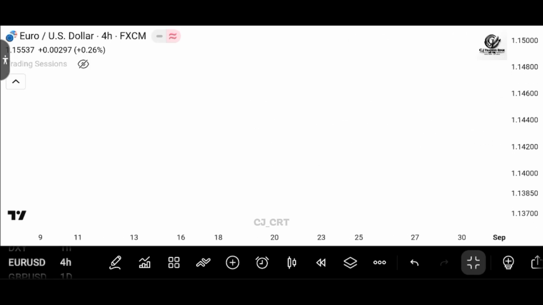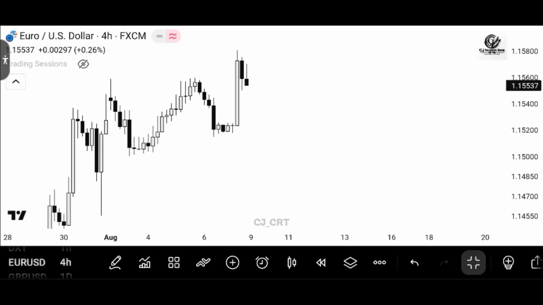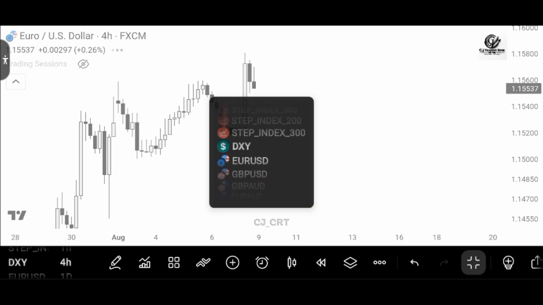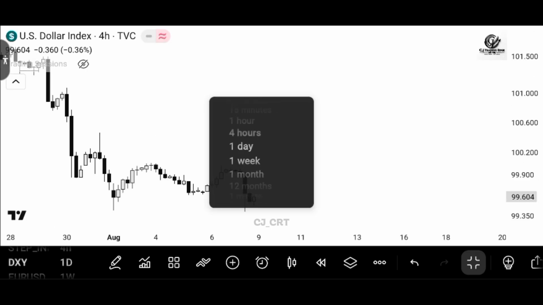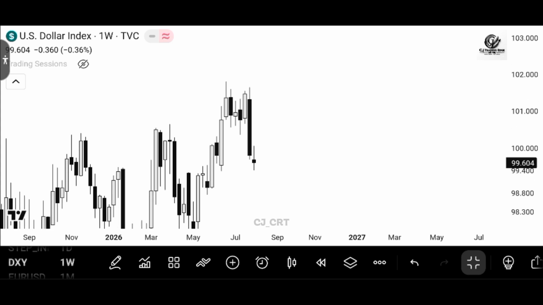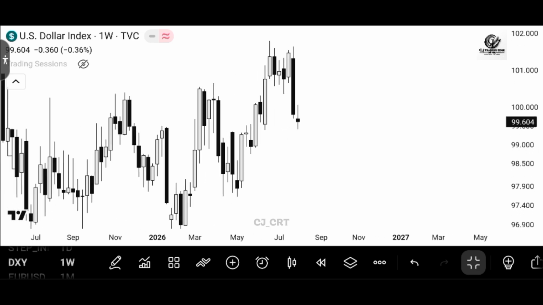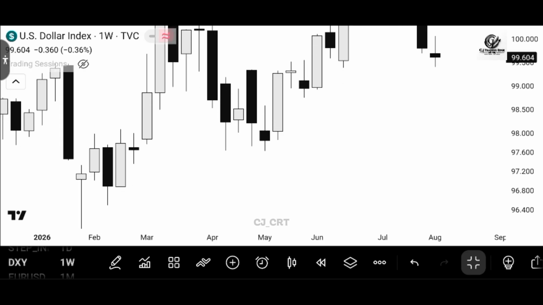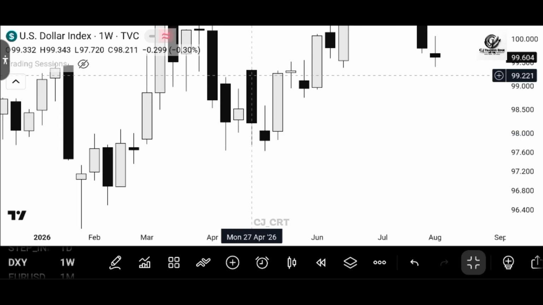So this is the real USD. But I'll make use of the DXY. And in the DXY, I'll make use of the weekly time frame. All your attention should be on this candle.